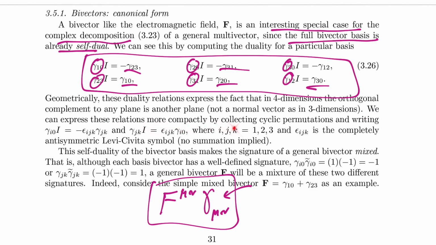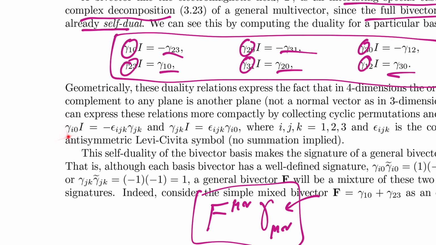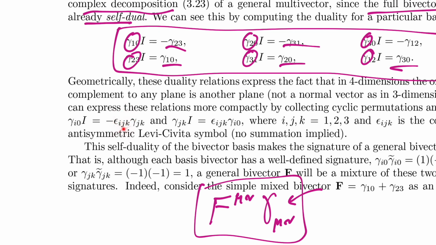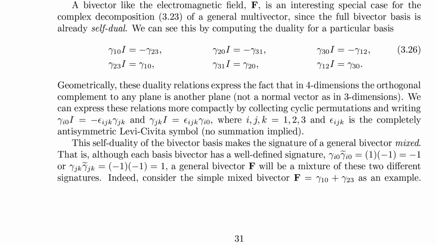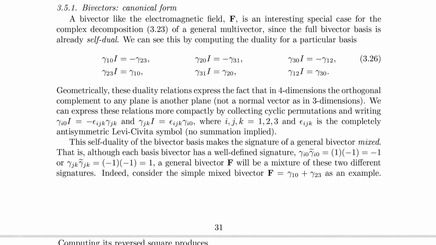We can express these relations more compactly by collecting cyclic permutations and writing the dual of gamma I 0, where I is 1, 2, or 3, so that's a space-like part wedged with gamma 0, as the Levi-Civita symbol times gamma jk. I don't find this very enlightening. I've never found these definitions with Levi-Civita symbols to be real time savers. In this case, it's much easier just to calculate these things straight up. It's not hard. In principle you could work in all the subscripts and get these to match this formula. I don't find these formulas very insightful, but you have to express it this way if it's possible. Okay, so great. You have these formulas that capture the obvious.